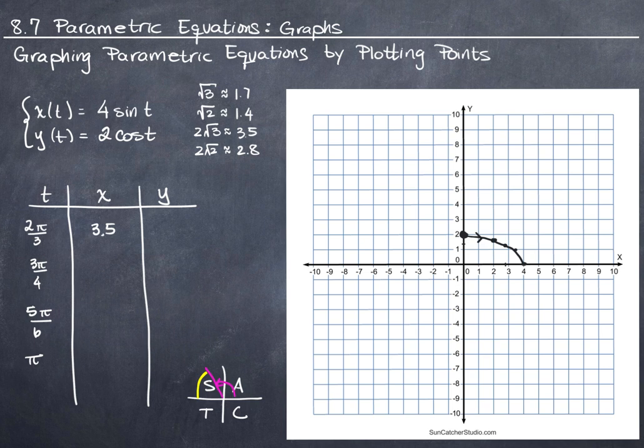For y, I'm still at this angle. I'm still talking about this angle here. I'm still using the 2 pi over 3 angle with its pi over 3 reference angle. But now I'm going to take its cosine. Cosine of pi over 3 is a half. But cosine is negative in quadrant 2. So I have negative a half times 2 is negative 1. And that's my first point in this quadrant.